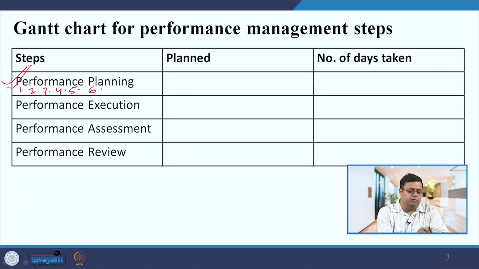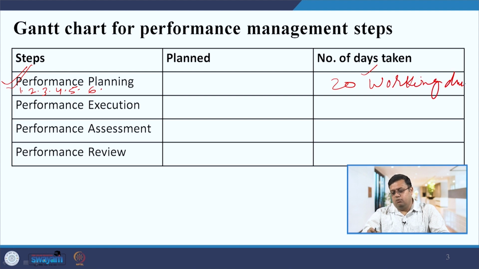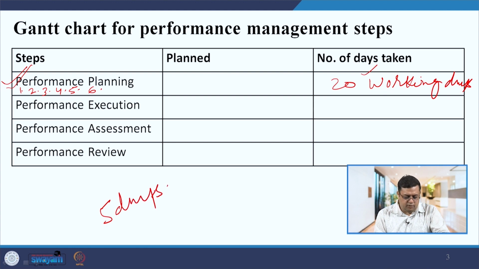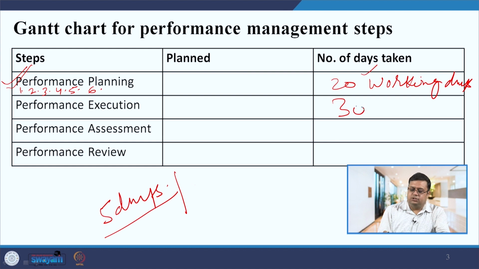For example, for performance planning you have taken 20 days. What is this 20? You can keep it as working days. Let us assume you work 5 days and Saturday and Sunday are off in your organization. So, 4 weeks is the time it will take to complete the performance planning that you have taken. That is what you can write. Similarly, you can write here execution, when you are collecting the data related to the performance and organizing that particular data.